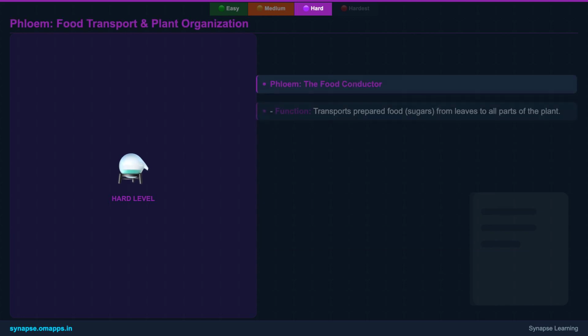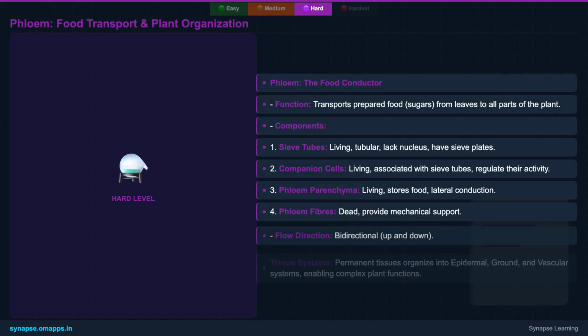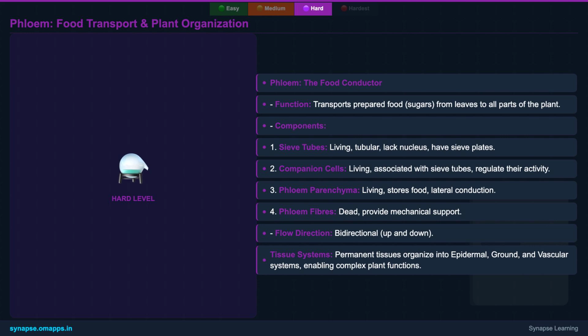Now, let's explore phloem, the plant's food express, and how these tissues integrate into the overall plant structure. Phloem's vital function is to transport manufactured food, mainly sugars like sucrose, from the leaves, where photosynthesis occurs, to all other parts of the plant, including growing regions and storage organs.